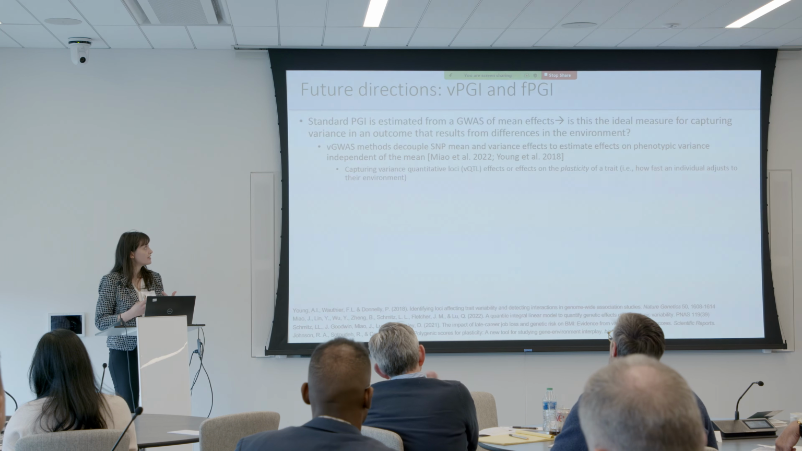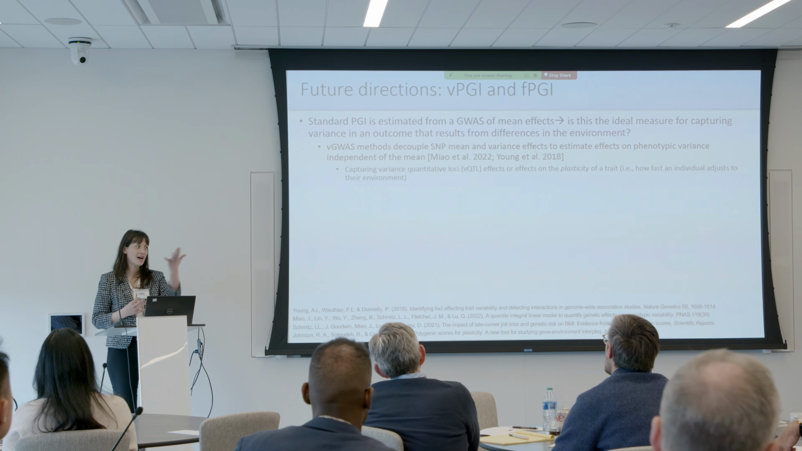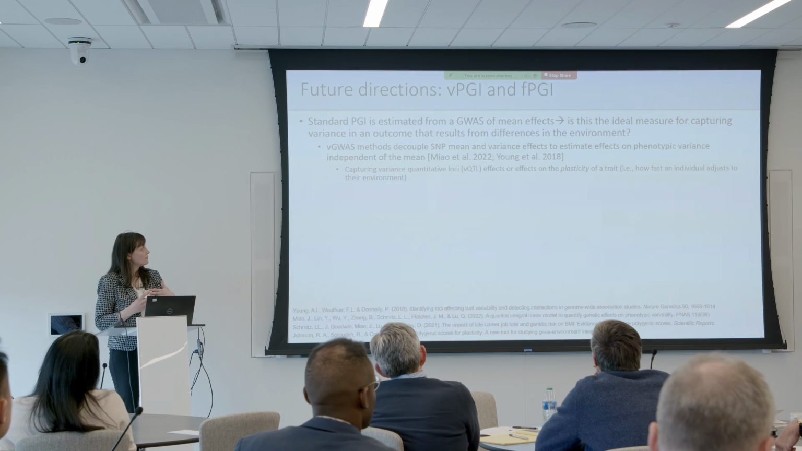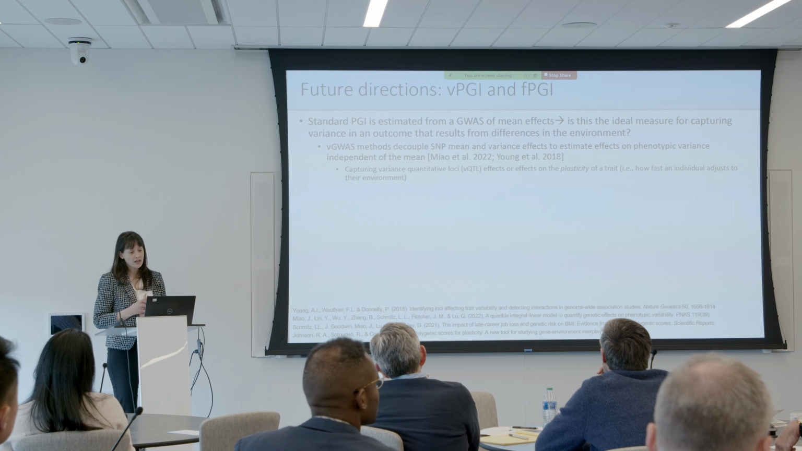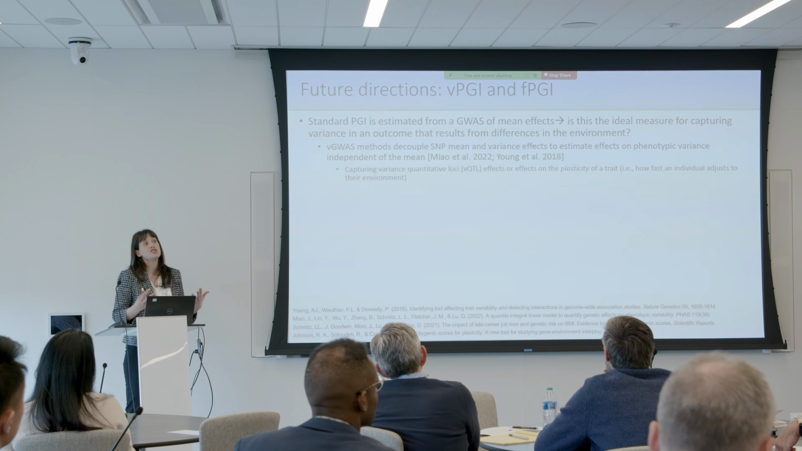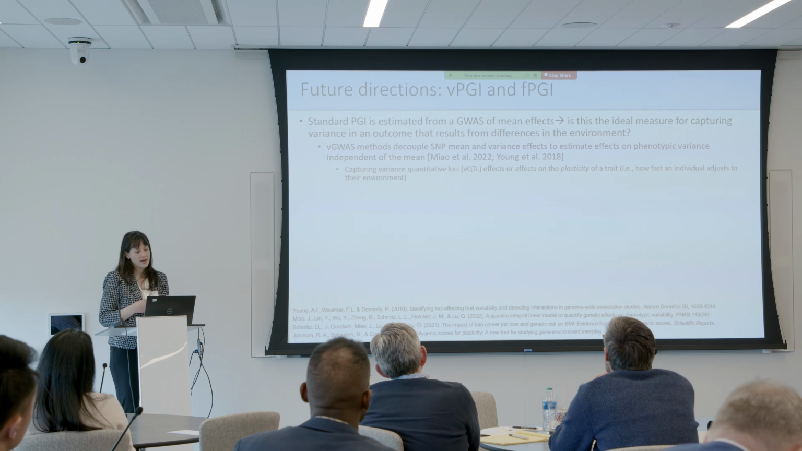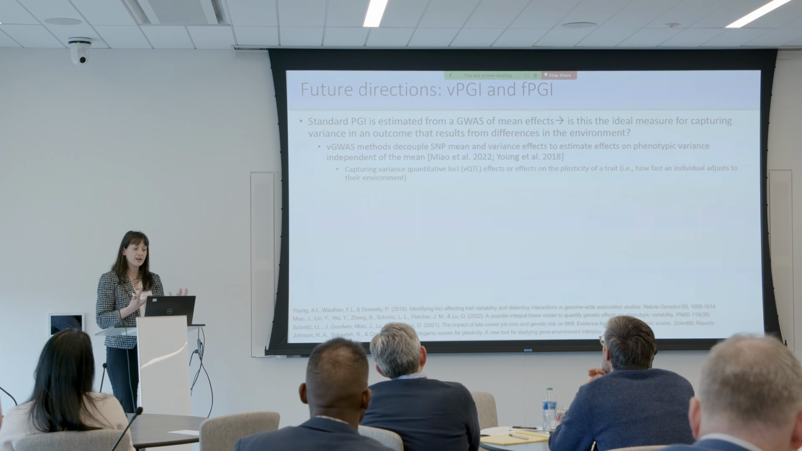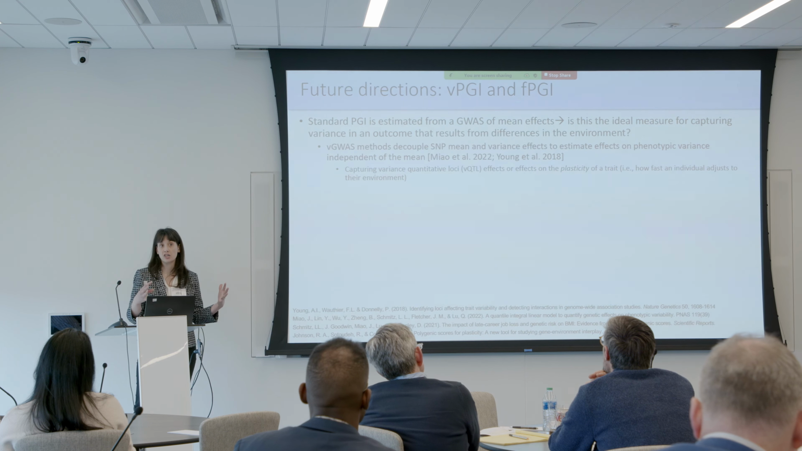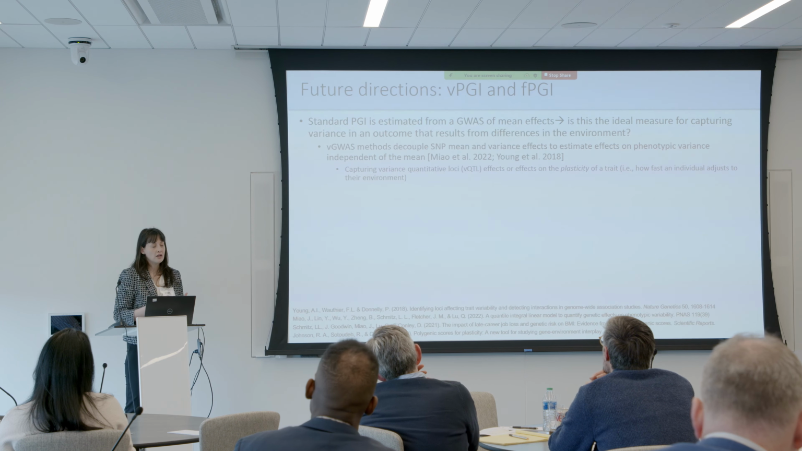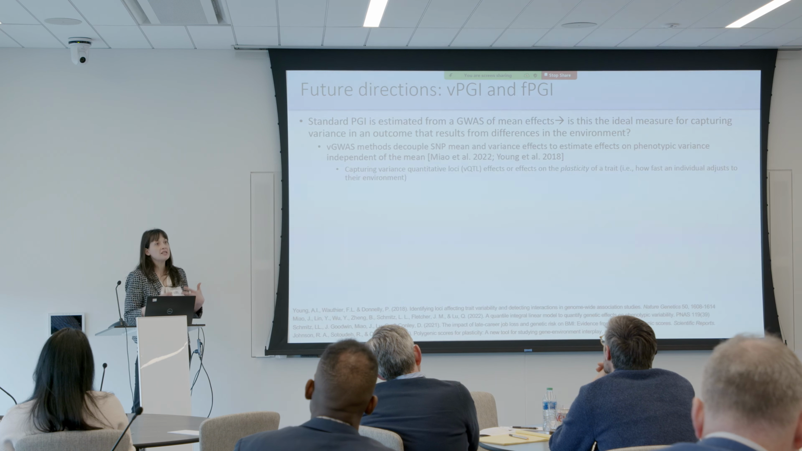There are some new methods out there, one by Q's lab, Jiaqing and Q, and also by Alexander Young and colleagues, where they run what's known as a VGWAS. Here they're using methods that decouple the SNP mean and variance effects to estimate effects on phenotypic variance in the population independent of the mean. And what is believed to be captured here is what's known as variance quantitative loci, or VQTLs.